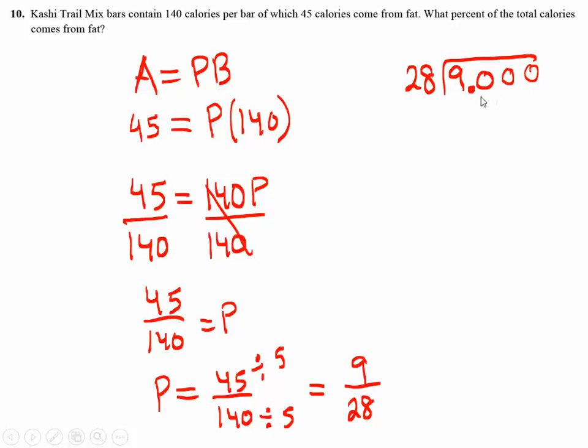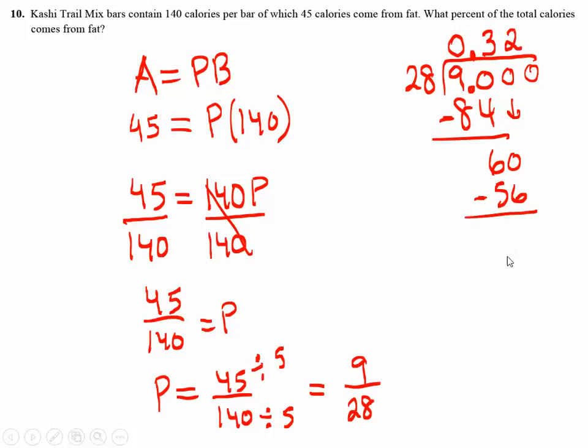So 28 into 90, first of all, is a 0. Bring the decimal point up, so 28 into 90 is 3 times. 3 times 28 is 84. That's going to be 6 away from 90, so 90 subtract 84 is going to be 6. Bring down the 0. 28 goes into 60 2 times, that's going to be 56. That's 4 away from 60.